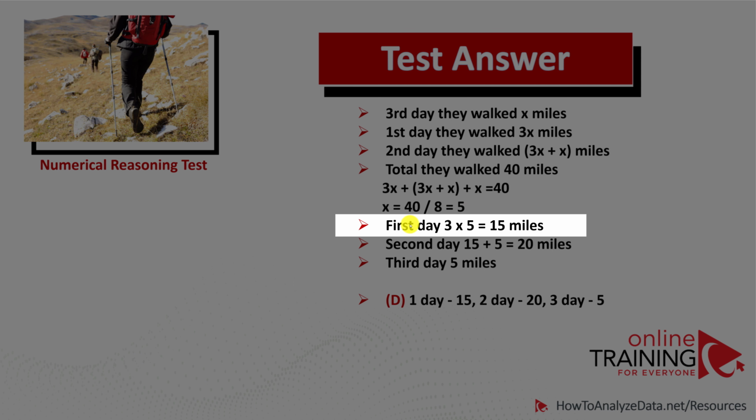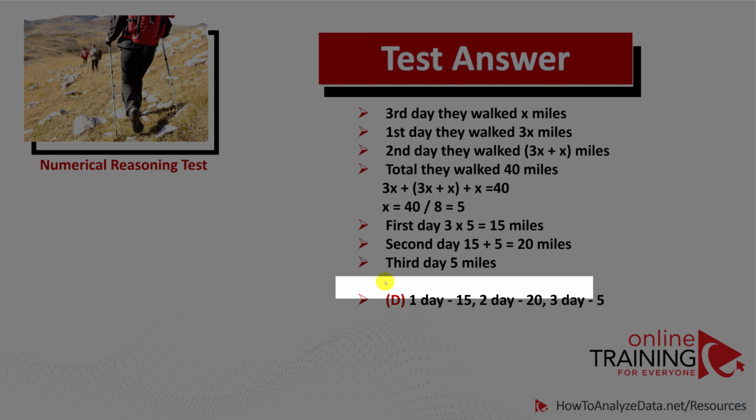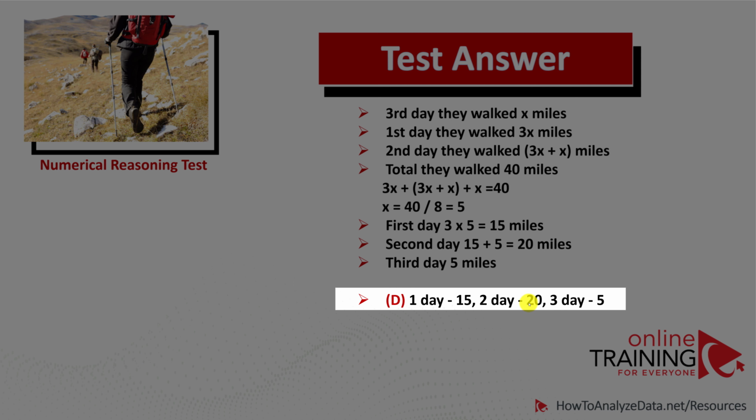So the first day they walked 3 by 5, 15 miles. On the second day they walked 15 plus 5, 20 miles. And on the third day they walked 5 miles. So the correct answer is choice D, 15, 20, and 5 miles in 3 days.